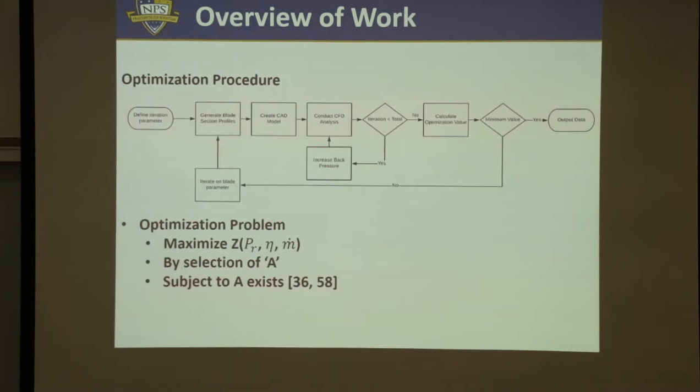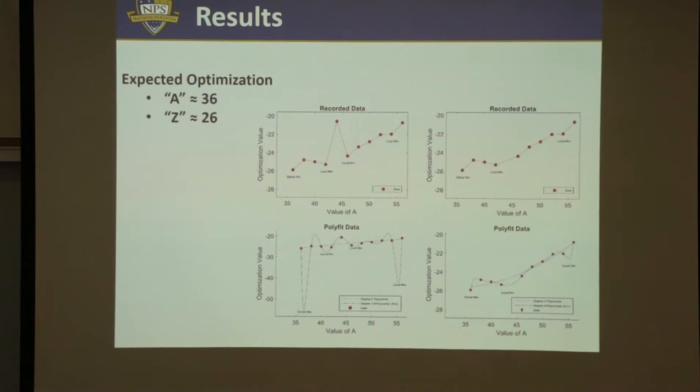The results are shown here. So on the left hand and the middle column, we have the recorded data from running the optimizer at specific A values. So we went from 36 to 58 in 2-degree increments for A. And then you can see we had our global min here at A equals 36, with local mins at 40 and then 46.